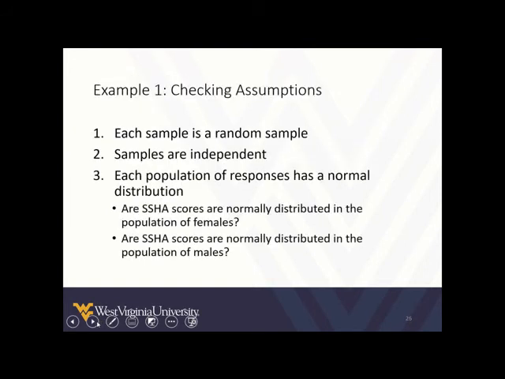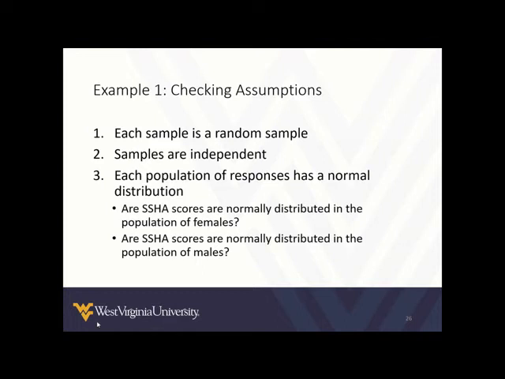Now we can check our assumptions. It was stated that each sample is a random sample. Although it wasn't stated explicitly, whenever we see random, we generally understand it to be independent, meaning that each sample was independent of each other, or each observation was independent of each other, I should say. And we want to know if each population of responses had a normal distribution, meaning were the SSHA scores normally distributed in the population of females and also for males.